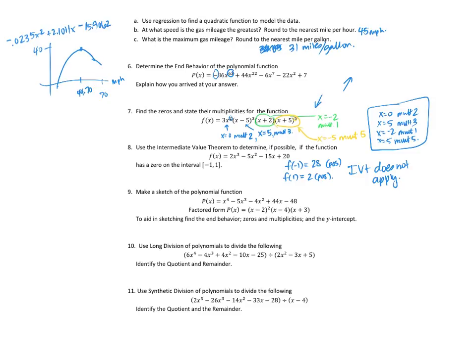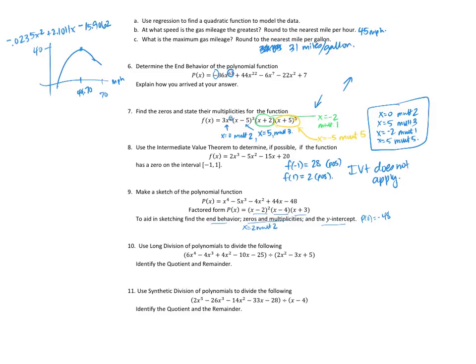So the next one, I want to sketch that polynomial function. I can see its factored form is here, and then I need to think about end behavior, zeros and multiplicities, and y-intercept. Okay. So the y-intercept, I can plug in P of 0. If I plug in 0, I get 0 minus 0 minus 0 plus 0 minus 48. So that's my y-intercept.